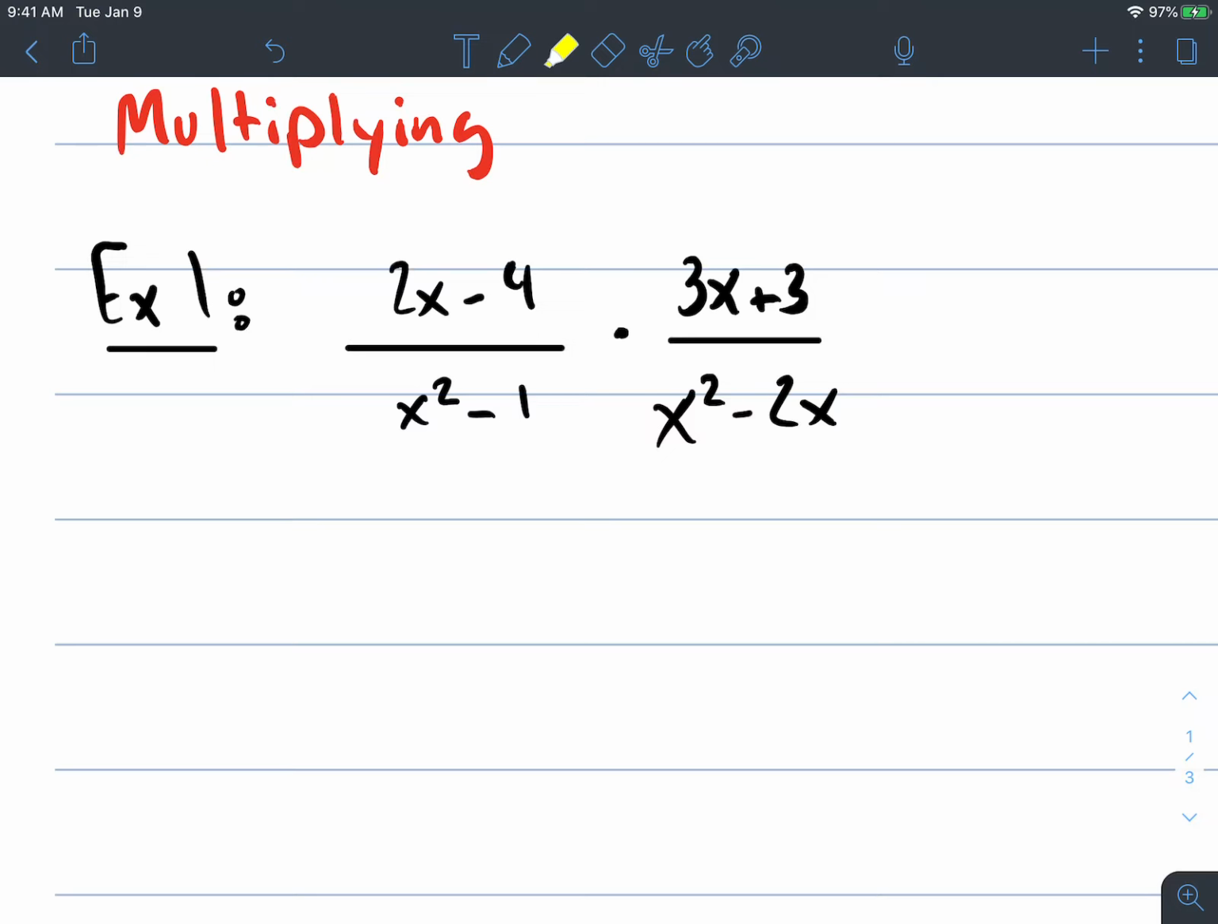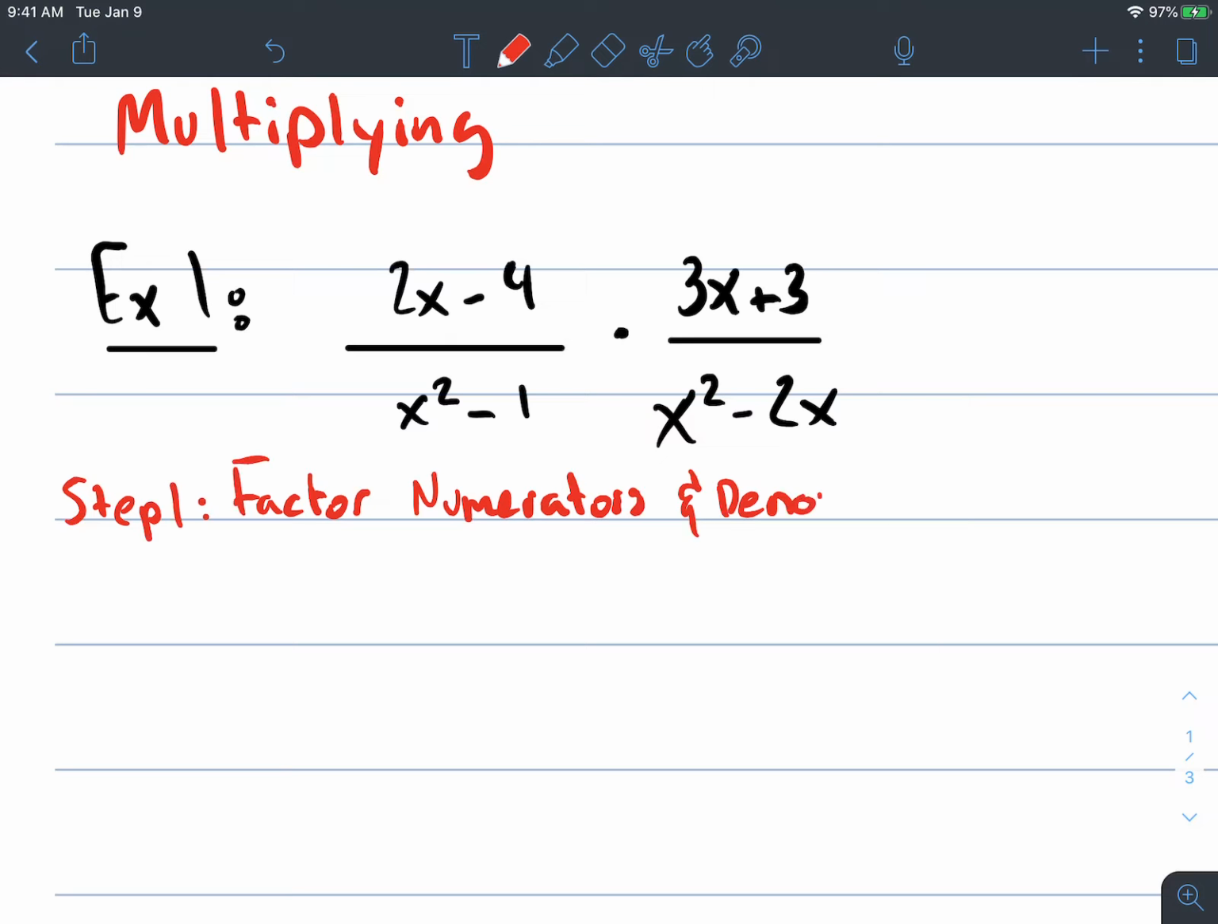All right, so this is our example. It's the fraction 2x minus 4 over a quantity x squared minus 1, multiplied times the fraction 3x plus 3 over x squared minus 2x. So first, step 1: factor numerators and denominators. That's our first step.